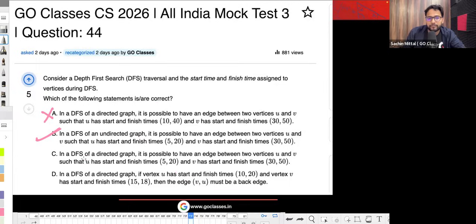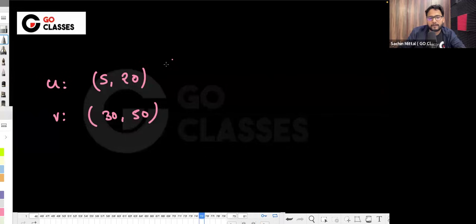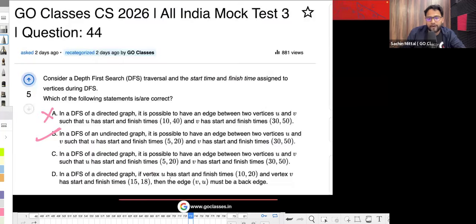What about this? In DFS of a directed graph, it is possible to have an edge between two vertices U and V such that U has a start and finish time of 5-20. So basically, it is actually possible, right? Now let's see option C.